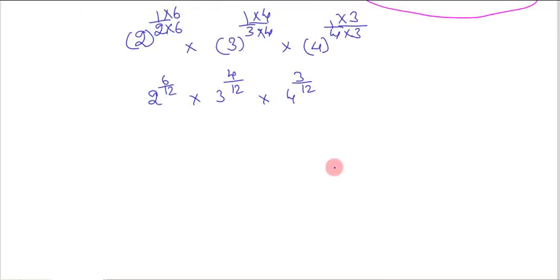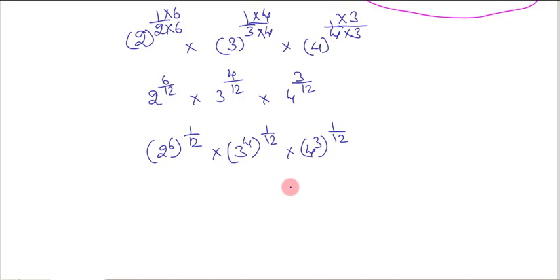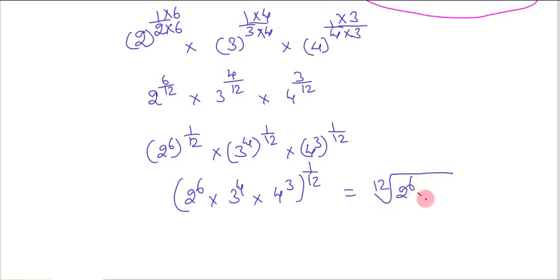Now these all can be written as 2 to the power of 6 whole to the power of 1 by 12 into 3 to the power of 4 whole to the power of 1 by 12 and 4 cube whole to the power of 1 by 12. Okay, so we can write this as 2 to the power of 6 into 3 to the power of 4 into 4 cube whole to the power of 1 by 12. So this can be written as 12th root of 2 to the power of 6 into 3 to the power of 4 into 4 cube.